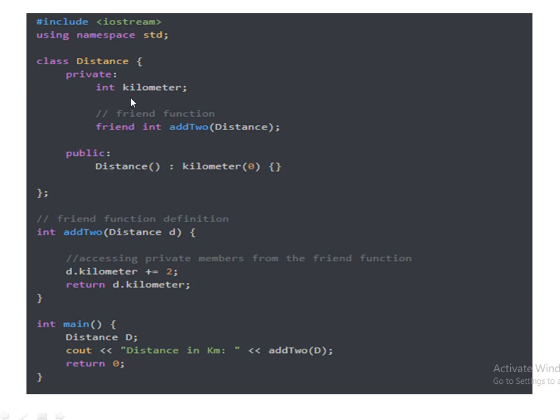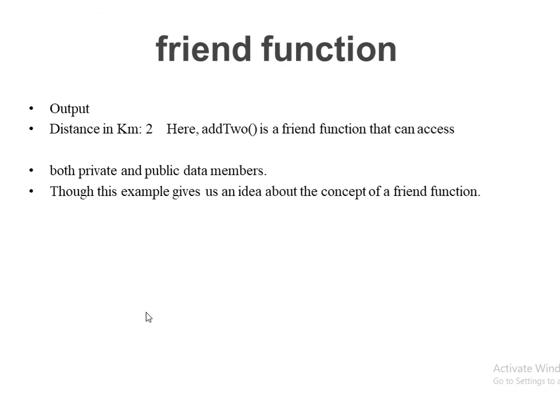Next, this is one program related to the friend function. Here is an integer, kilometer. This is a private member that can't be accessed outside the class, and in class Distance, we assign kilometer 0. Then there is the integer function addTo. This addTo is a friend function of class Distance, so it can access this kilometer parameter. With the help of an object of class Distance, d.kilometer += 2, we are accessing that private parameter.